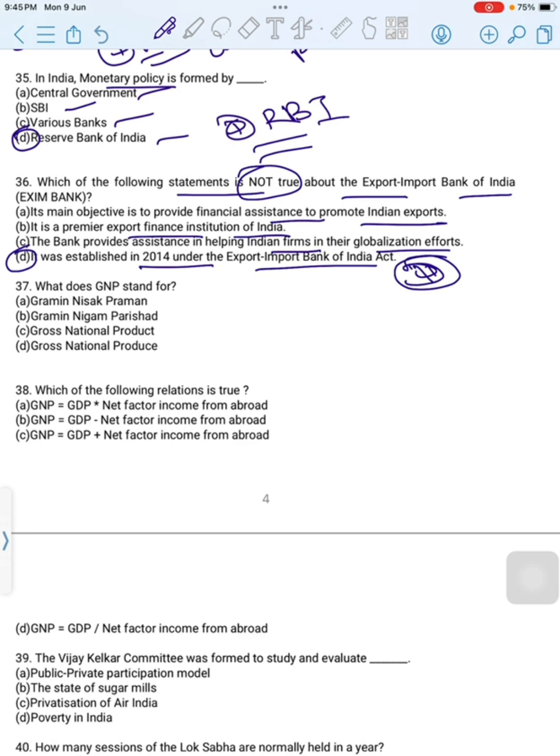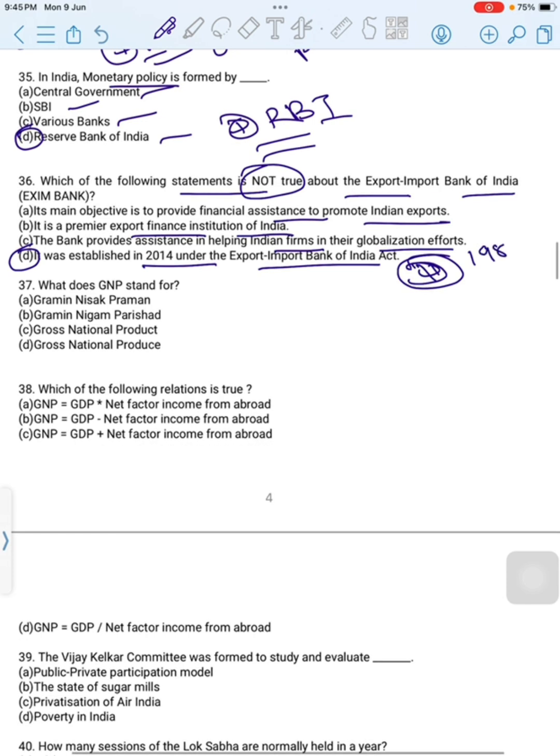Export-Import Bank of India is a finance institution in India established in 1981. Since its inception, Exim Bank of India has been both a catalyst and a key player in the promotion of cross-border trade and investment. Established in 1981. Then correct option is option D. Established in 1981. Then move to next question.